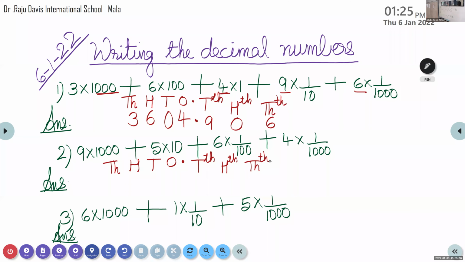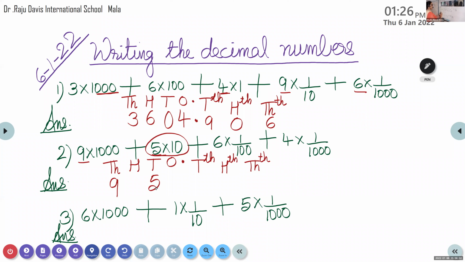Now, where will this nine go, my dear? Thousands, please. Next number, five. It's 5 into 10. So where will that 5 go? Tens, please. What is the doubt? What happened, Aditri? Are you asking me whether it is in the tens place, or are you telling me that it will be in the tens place? It will be in the tens place. Okay.